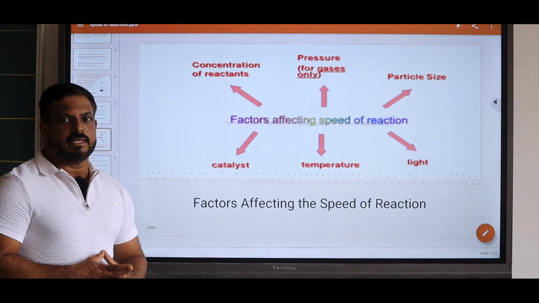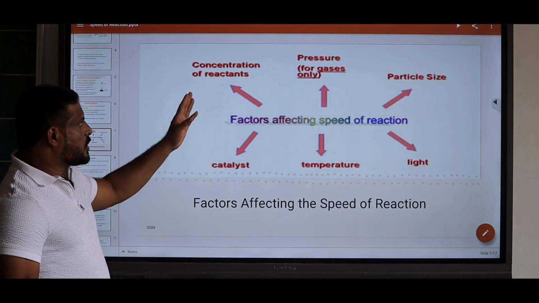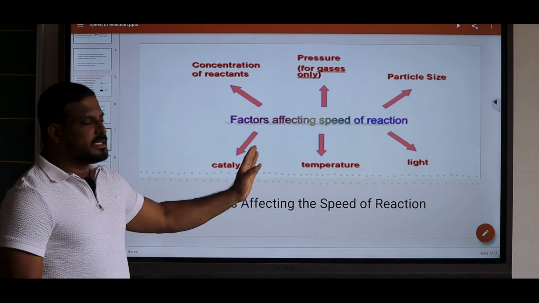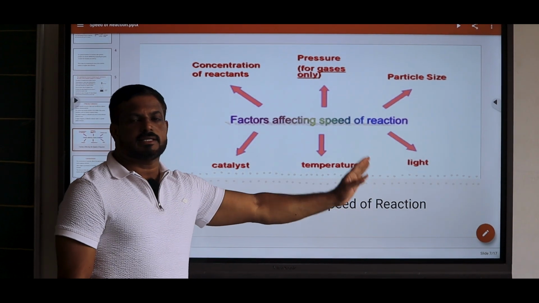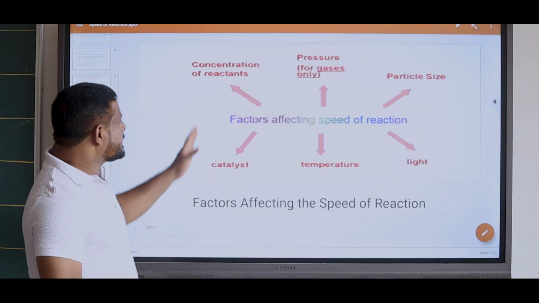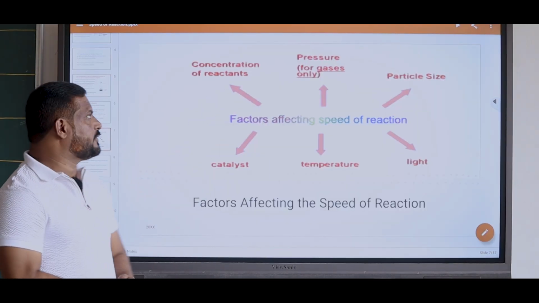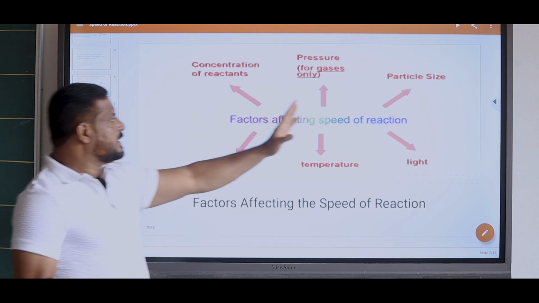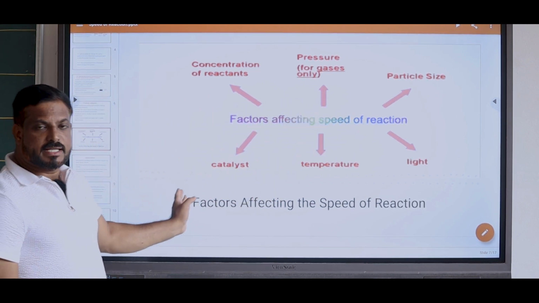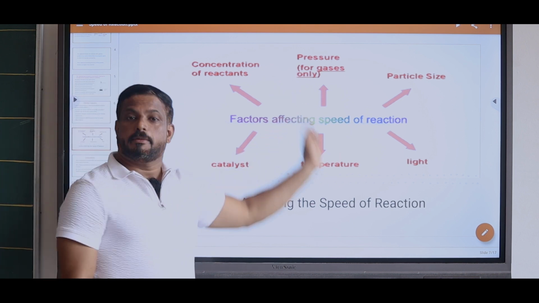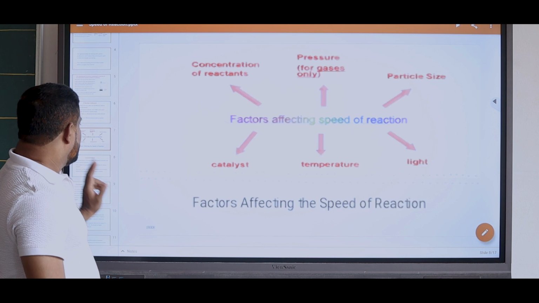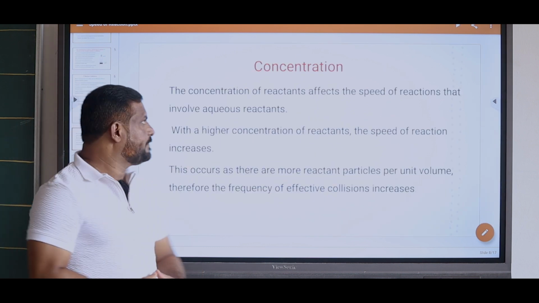The main factors that affect the rate of reaction are concentration, particle size, that is surface area, temperature, catalyst, light, and pressure for the case of gases. One by one we can discuss. First one, concentration.